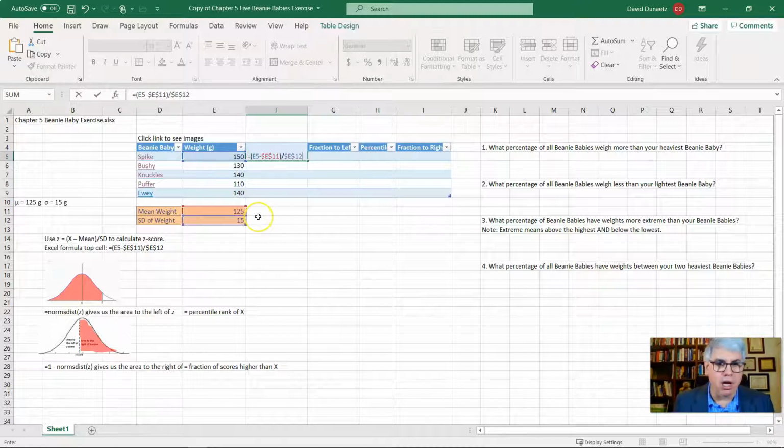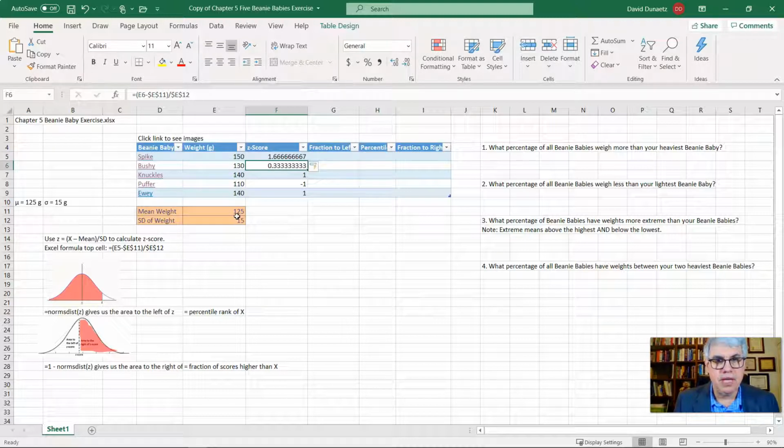Now I could have put a small e and that would have worked. But the important thing here is I don't put just E12, because that would be the relative address, but I put the absolute address $E$12. So I always choose F5 there. So I press enter, and that gives me some z-scores for all the Beanie Babies.